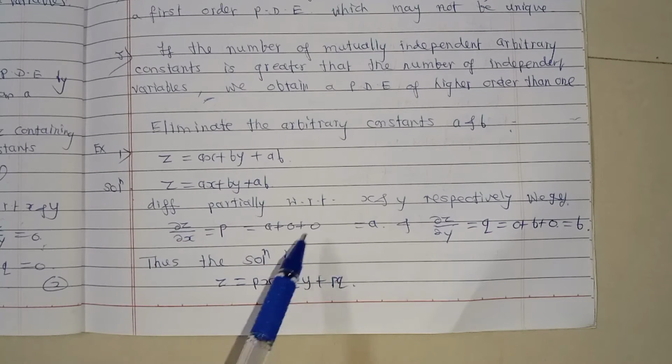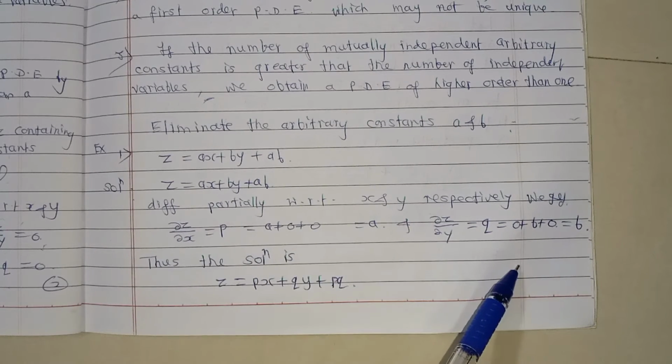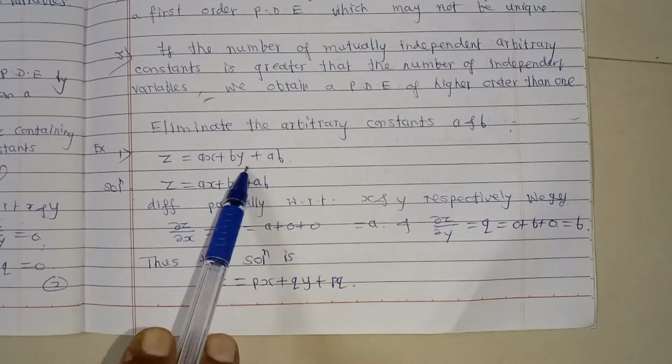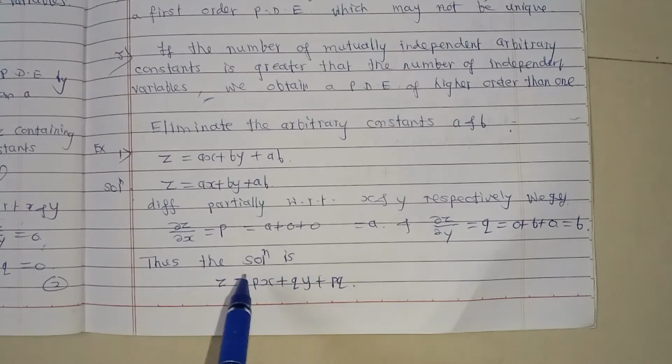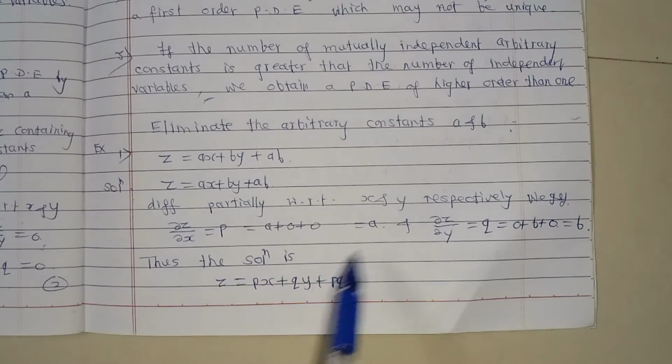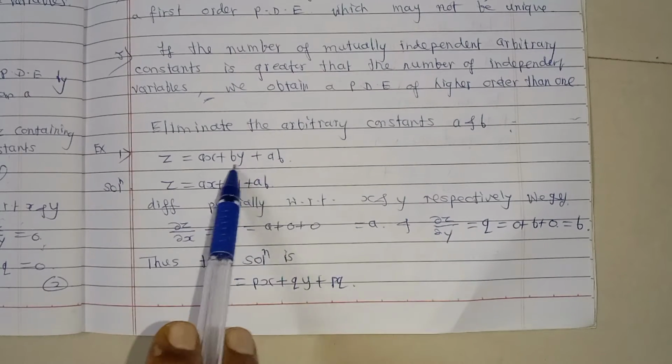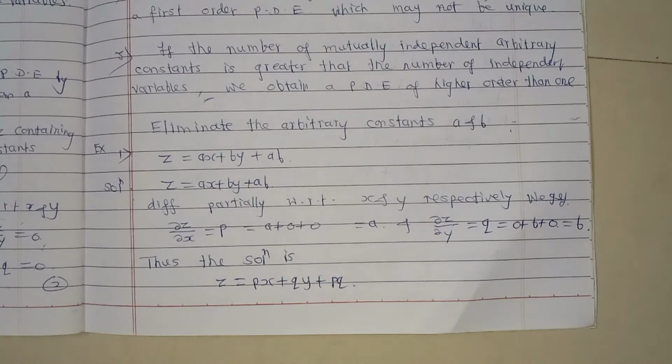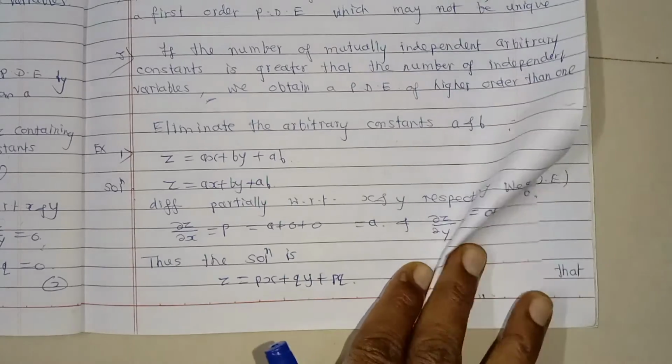Thus, replacing the values of a and b, we get z equal to ax, where a means p, so px, plus by, where b means q, so qy, plus pq. This is the solution of the given equation.